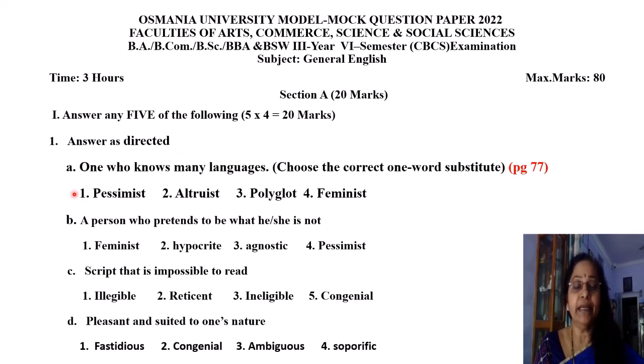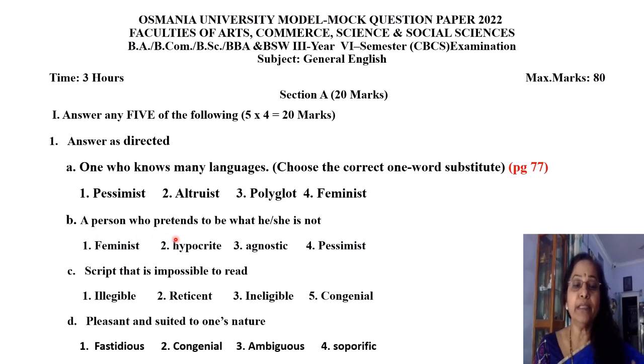And then, let's see the questions. Answer as directed. The first question: one who knows many languages. Choose the correct word substitutes. This is the one word substitutes given on page number 77. You can just go through once. If you go through once, you will remember it. You will not forget it. So one who knows many languages. What are the options given? Pessimist, altruist, polyglot and feminist. So the answer is polyglot. Polyglot is the person who knows many languages.